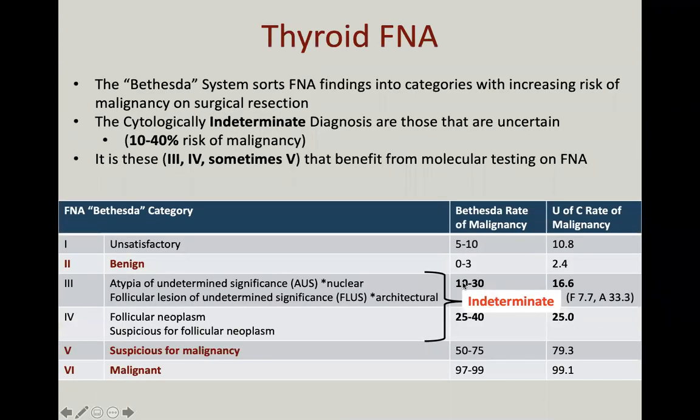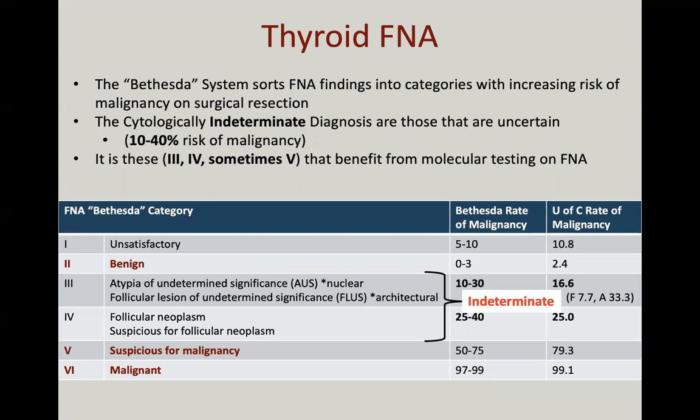So the Bethesda system sorts FNA findings into categories with increasing risk of malignancy upon surgical resection. As you do cytology, you will of course delve more deeply into this. We're just going to dive in on a somewhat superficial level. What I want you to remember is the cytologically indeterminate diagnoses are those that have an intermediate risk of malignancy, anywhere ranging between 10 to 40 to almost 50%. And those are the 3, the 4, and sometimes 5, right?